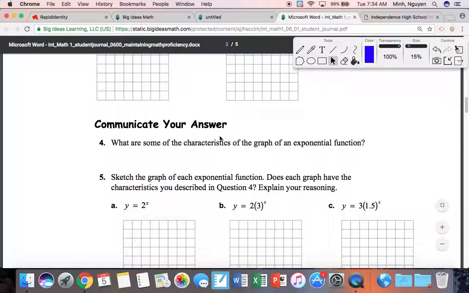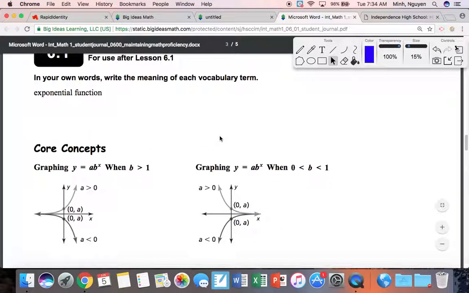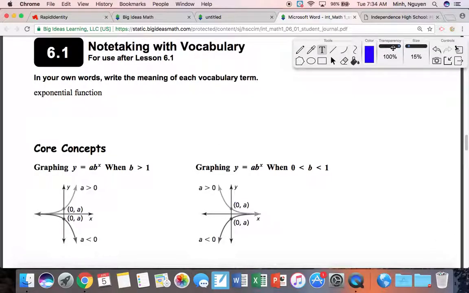So, exploring an exponential function, I've looked through that table for you. In your own words, write the meaning of each vocabulary term. So really, the only difference is an exponential function is a function where the change is by multiplying by a constant. And I should say, just like linear functions, you can be increasing or decreasing, like positive slope or negative slope, or addition or subtraction. And you could say a function where the change is by multiplying or dividing by a constant.